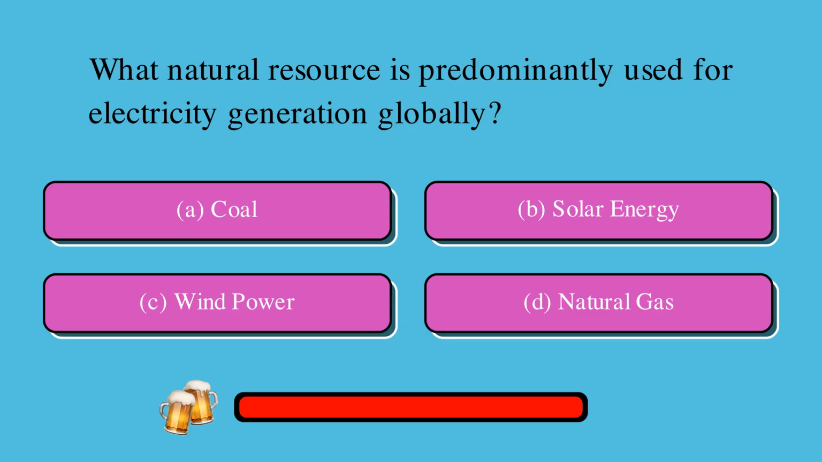What natural resource is predominantly used for electricity generation globally? Is it A, coal, B, solar energy, C, wind power, or D, natural gas? The correct answer is A, coal.